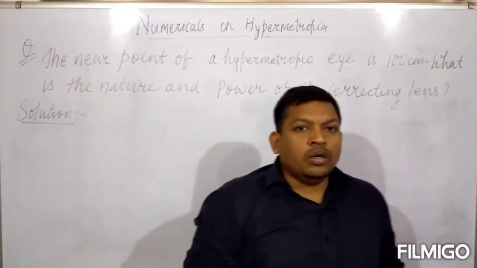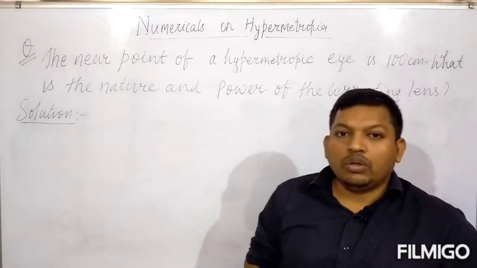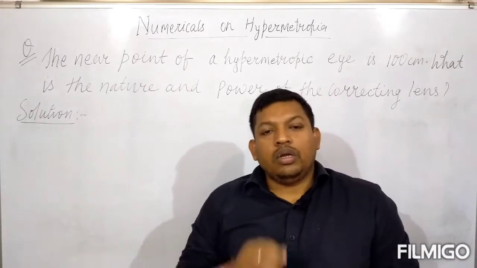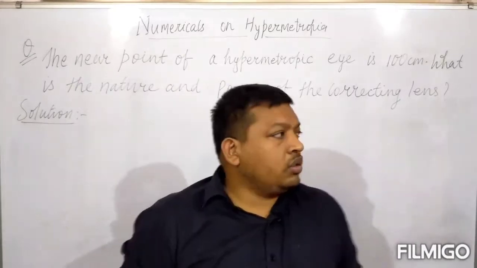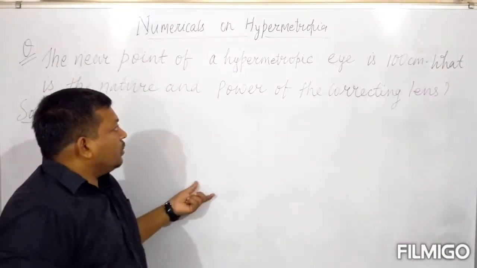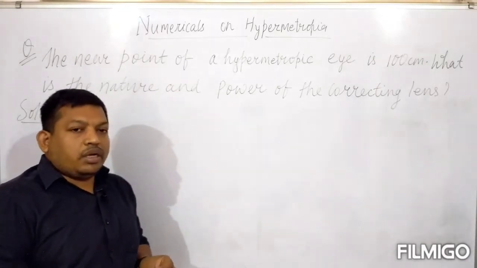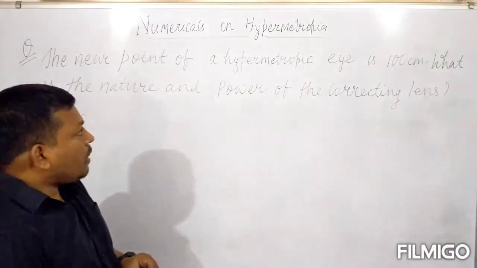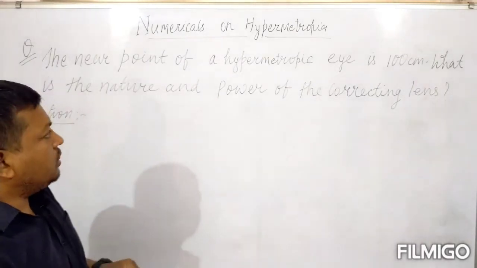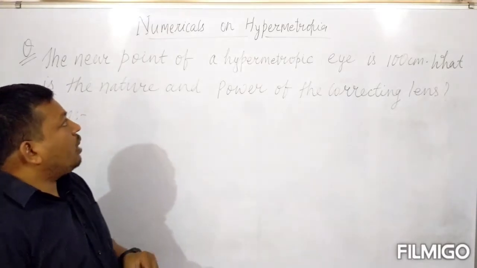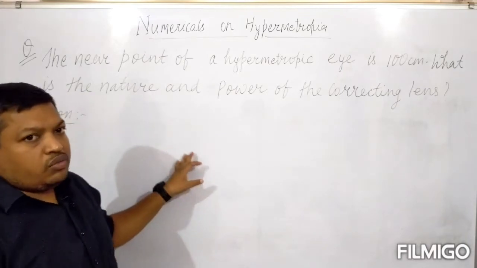Hello dear children, hope you are all very fine and you must have watched the previous video that I made for numericals on myopia. If you have not watched that video, please go and watch it, because there you can understand how object distance and image distance can be taken in myopia, and when you have object distance and image distance, then you can find the focal length of the required lens. If you have watched that video, very good. If you have not, go to the channel and watch it.